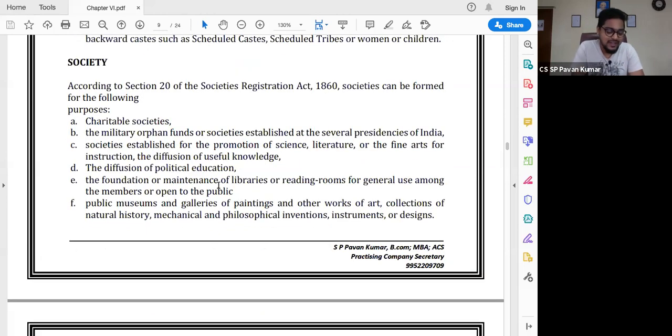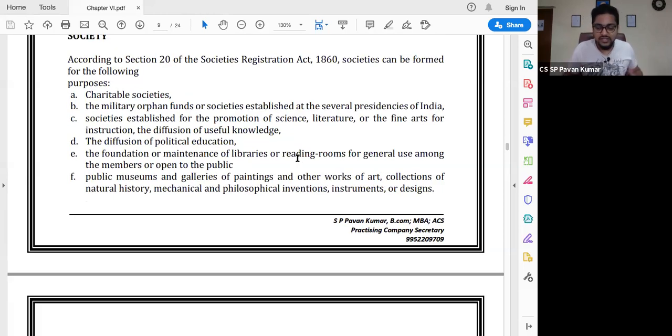A society is again formed for charitable purposes, and these can be formed for multiple reasons, like for military orphans established at several presidencies of India. Societies are established for the promotion of science, literature, fine arts, and for diffusing political education, to explain what is a parliament, what is a state legislation, what is the power of an MP. We educate people on this, which is called political education. For that also, trust societies will be formed.